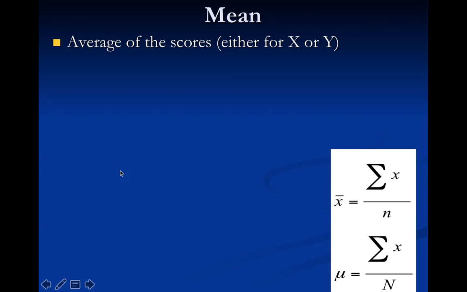So let's first talk about the mean. What is the mean? The mean is essentially the average of the scores, or the mathematical average. Here, I say the average of the scores for either x or y, because you all remember in my previous lecture when I was talking about symbolic notations, I made the point that in certain instances we may be calculating for x, or we may be calculating for y. It doesn't really matter here which one you're calculating the mean for.